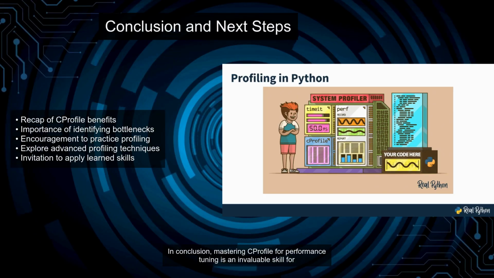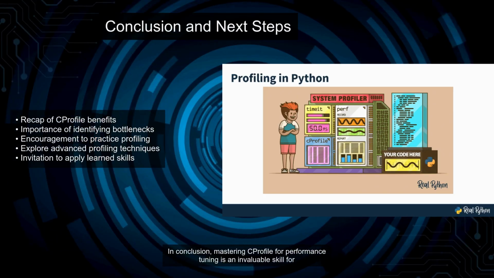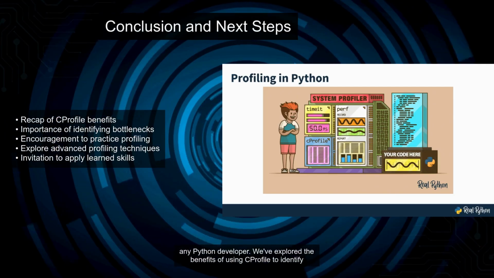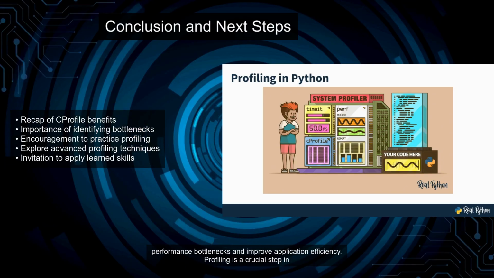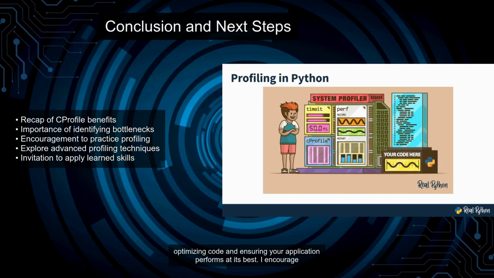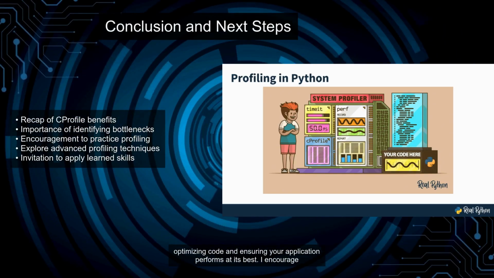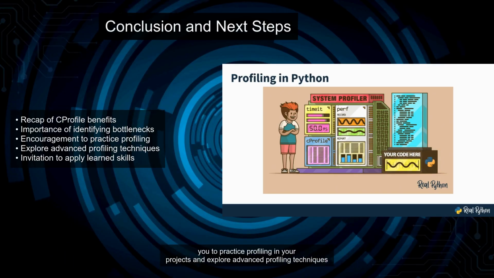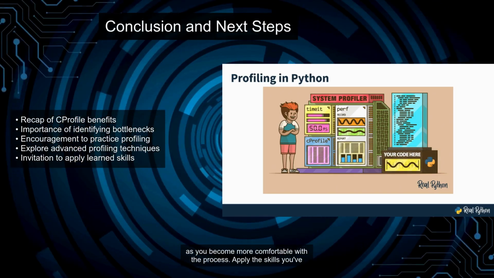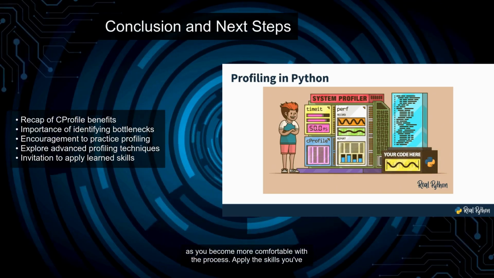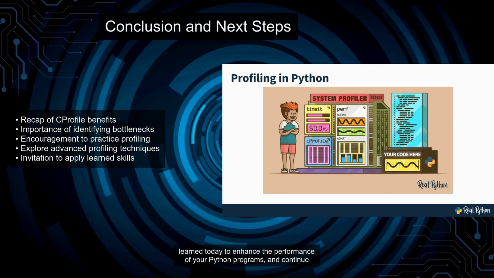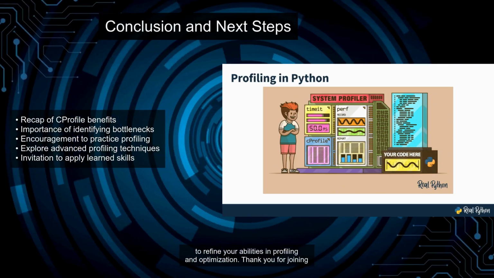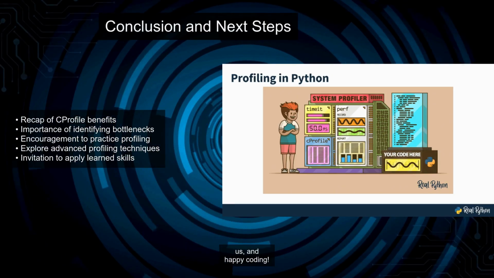In conclusion, mastering Profile for performance tuning is an invaluable skill for any Python developer. We've explored the benefits of using Profile to identify performance bottlenecks and improve application efficiency. Profiling is a crucial step in optimizing code and ensuring your application performs at its best. I encourage you to practice profiling in your projects and explore advanced profiling techniques as you become more comfortable with the process. Apply the skills you've learned today to enhance the performance of your Python programs, and continue to refine your abilities in profiling and optimization.